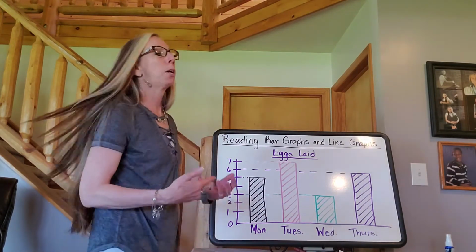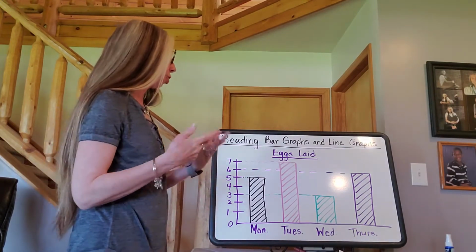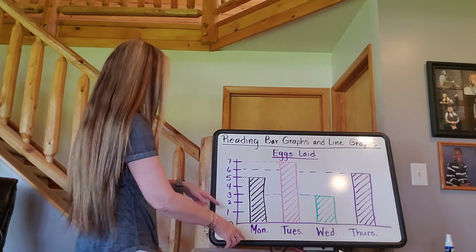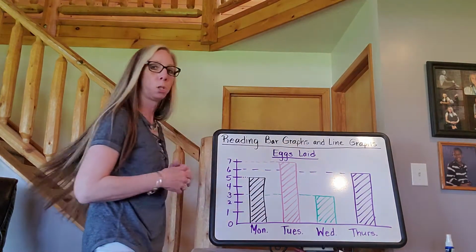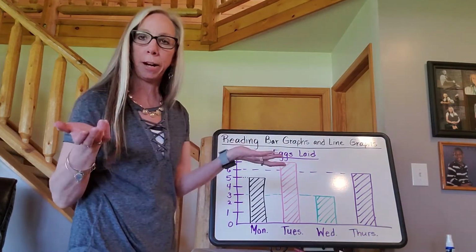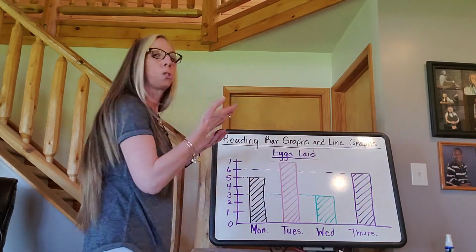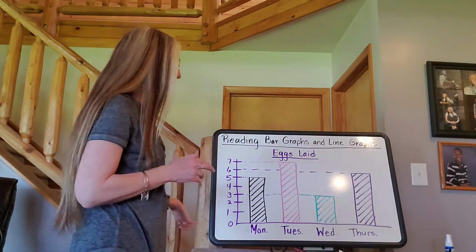Then they could ask you questions like this. Well, did the hens lay more eggs on Thursday or on Monday? Well, you could look at the bars. Monday there was 5. Thursday was 6. Which one means more? More means greater. Which day had a greater amount? Well, that was Thursday. So Thursday, they laid more eggs than they did on Monday.